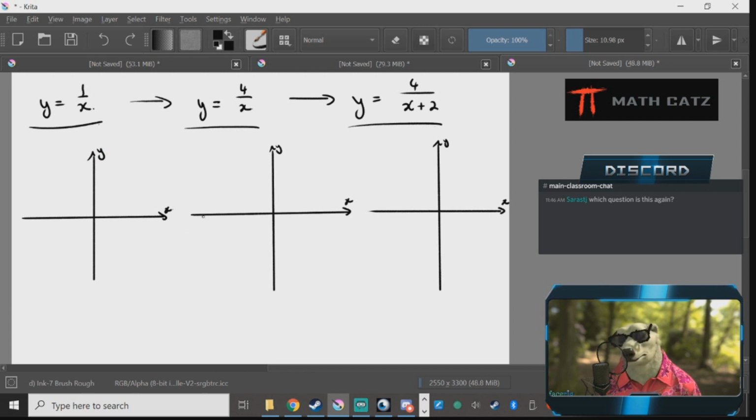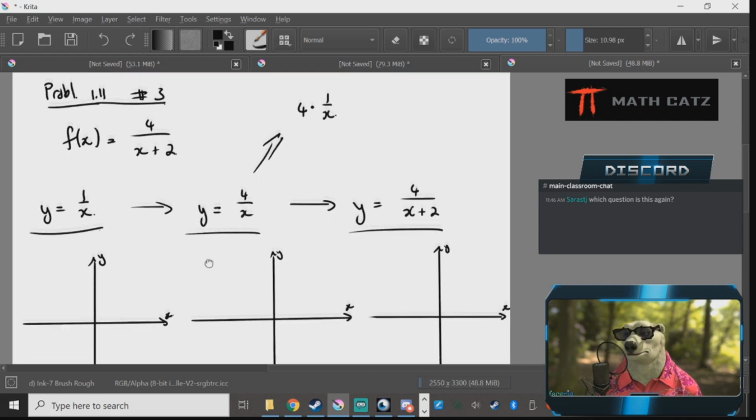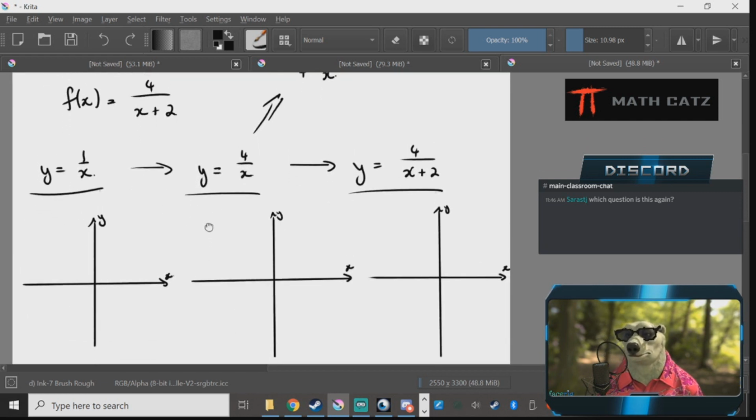This is problem 111, number 3. So, the basic graph, I should know now. It's in my library. Try and make it smooth.